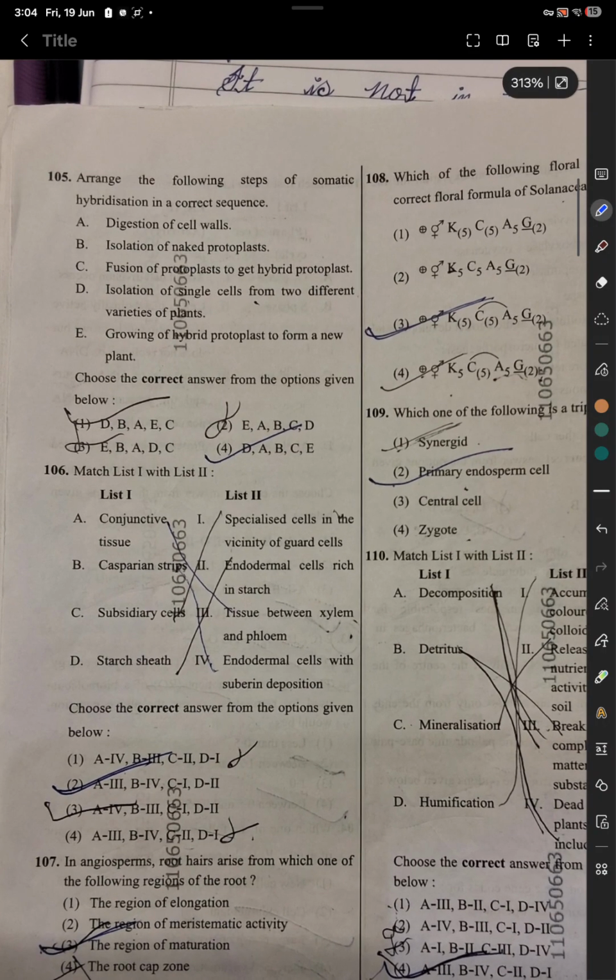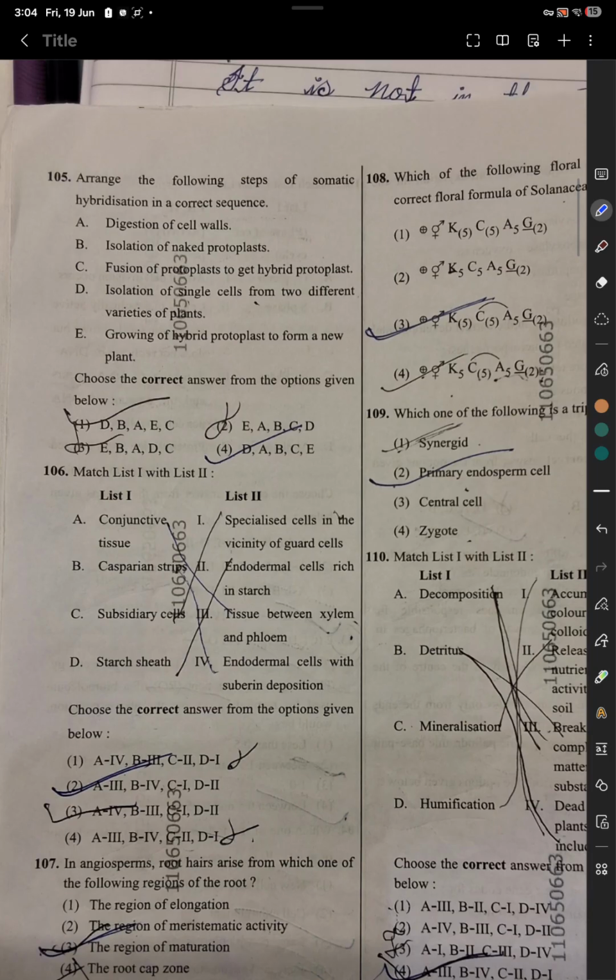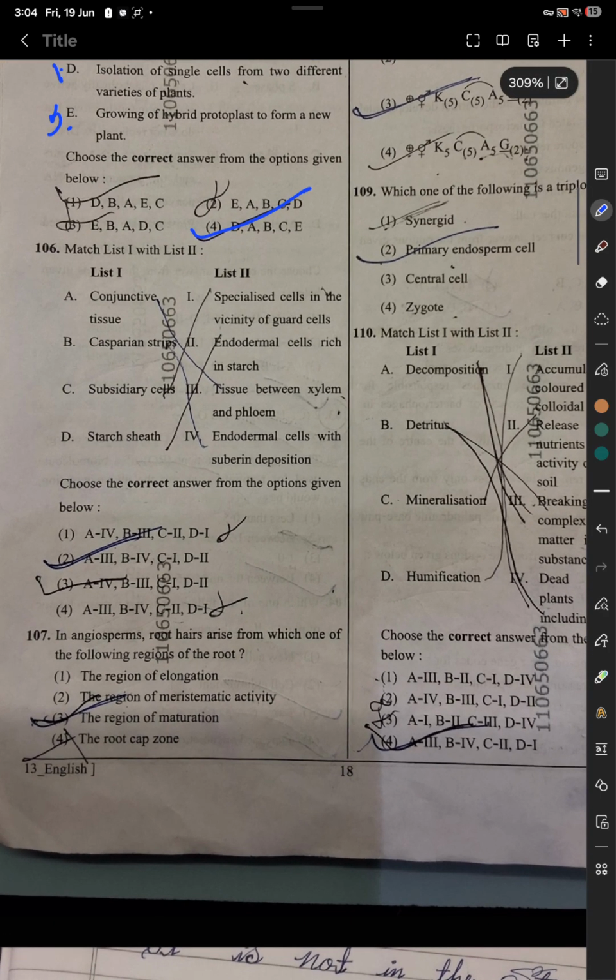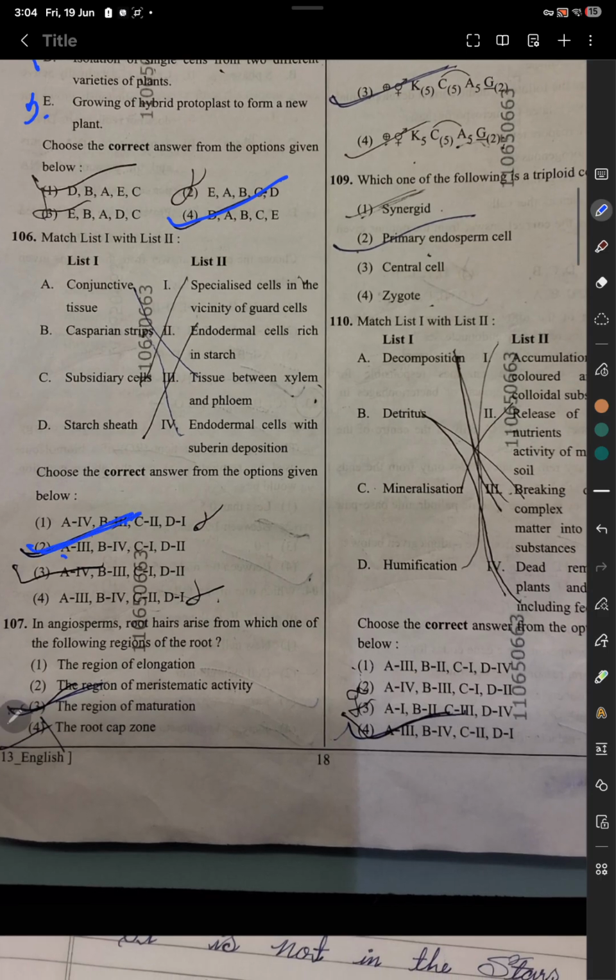Question number 105. Arrange the following steps of somatic hybridization in correct sequence. So again we need to arrange this. Then your option 4 will be correct. First D, then A, then B, then C, and then E. So this is the correct answer. Then we have question number 106. Match the following. So your option 2 is correct.